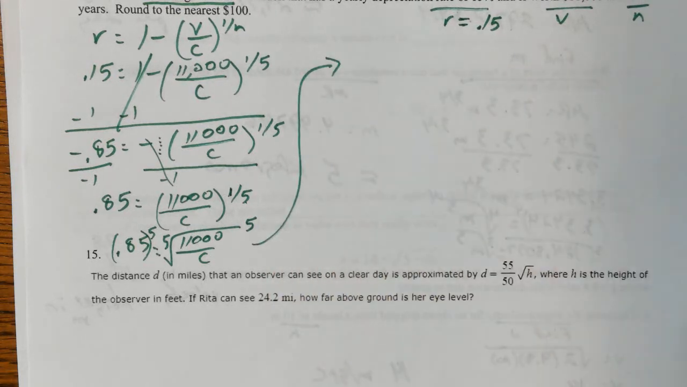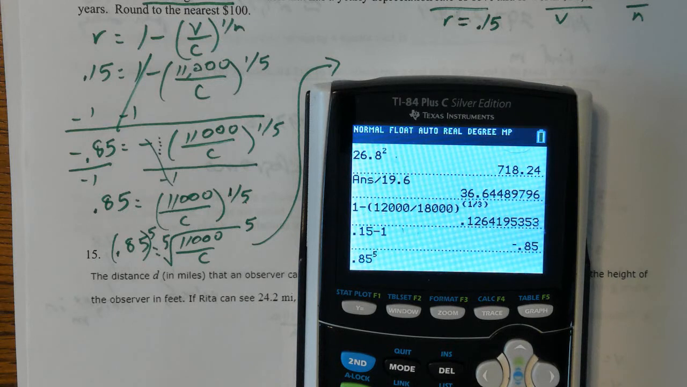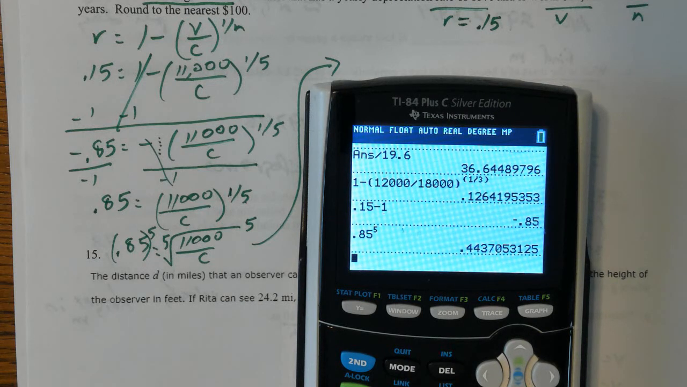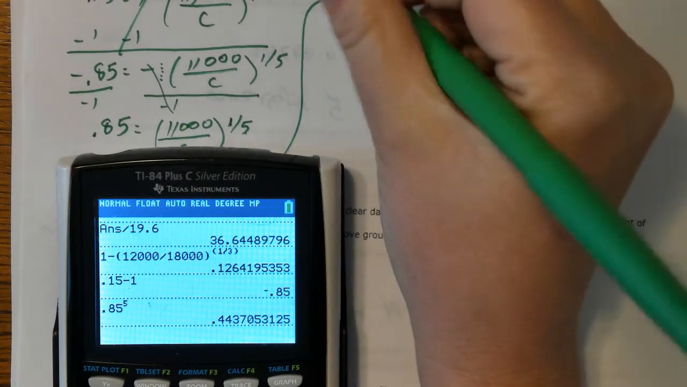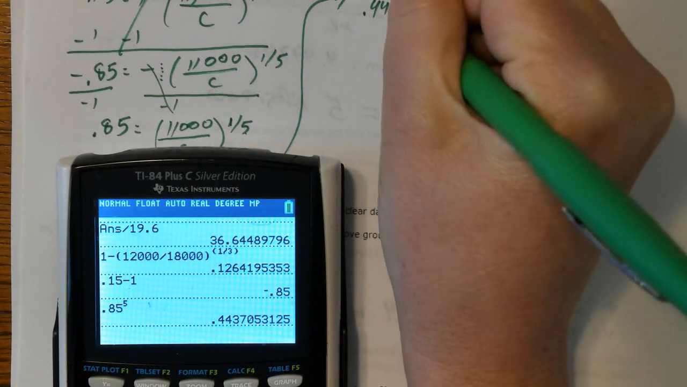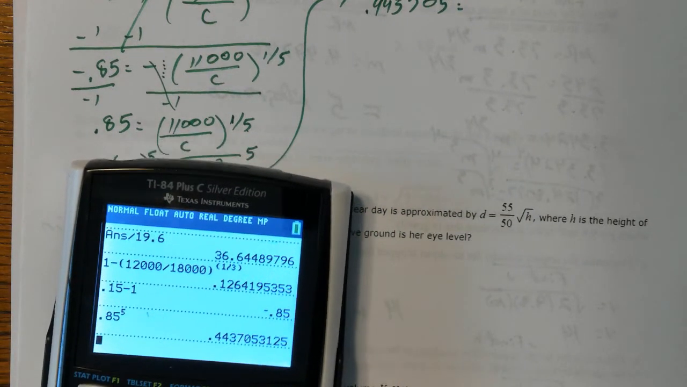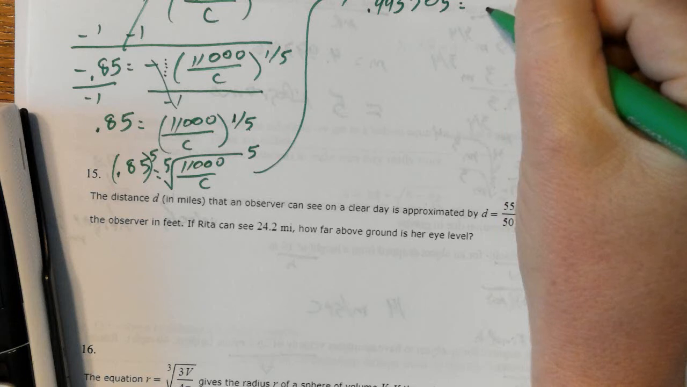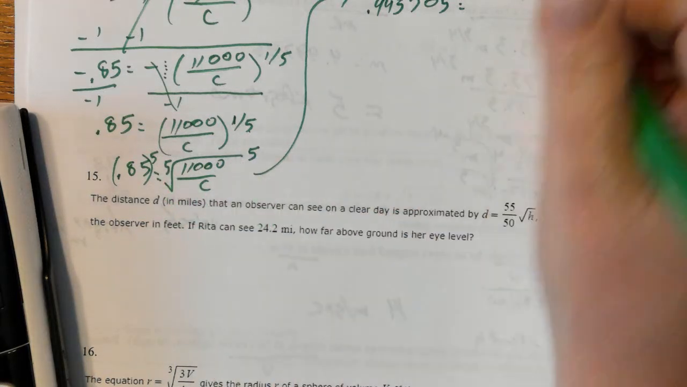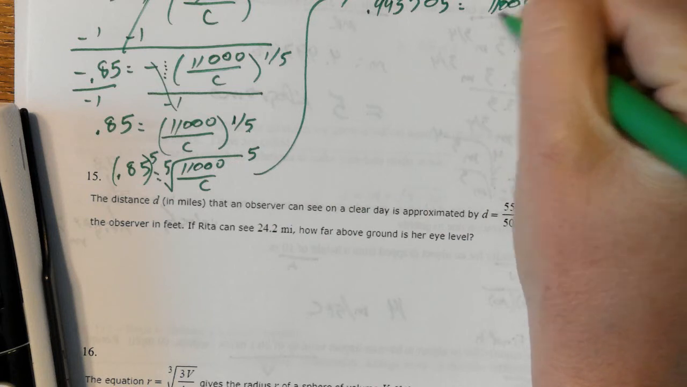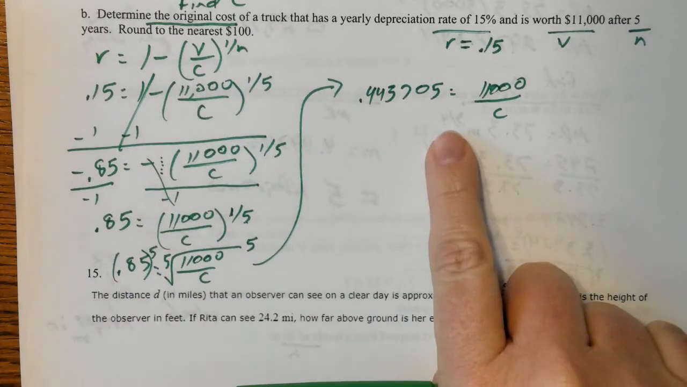All right, so I need 0.85 raised to the 5th, which is a terrible, horrible decimal. Okay? Again, I'm just going to write the first few digits. We'll let the calculator remember that in just a second. Equals, and then this 5th root and raised to the 5th cancels out and leaves 11,000 over C. Okay? All right, so that's what we're left with.